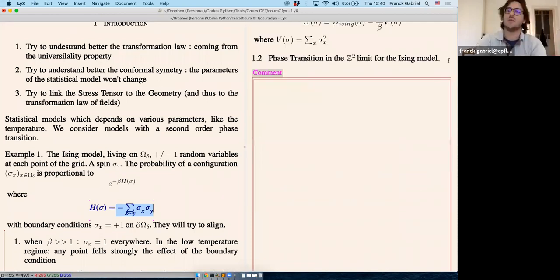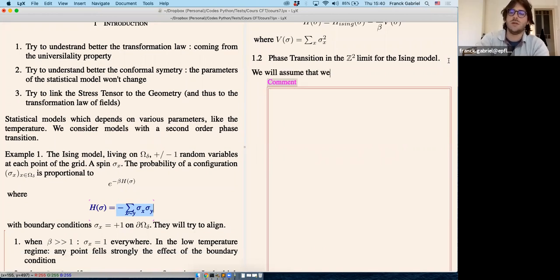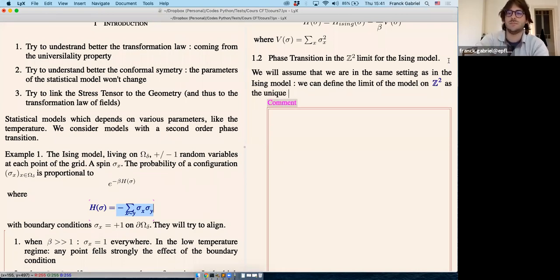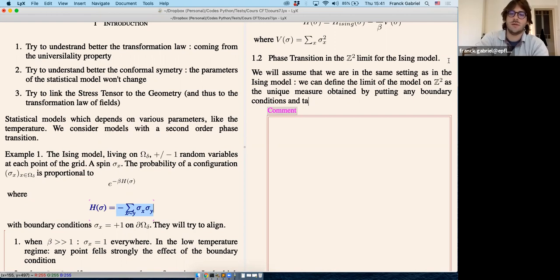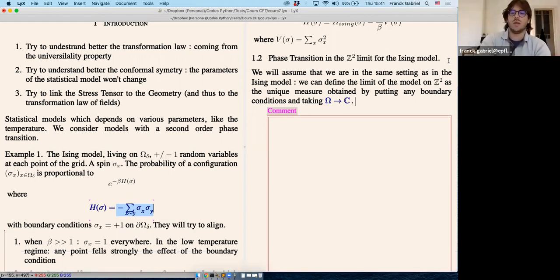So what we have said is that we will assume that we are in the same setting as in the Ising model, which is that we can define the limit of the model on Z square as the unique measure obtained by putting any boundary condition and taking omega goes to C. Okay, so we are in this case here, valid at beta critical.